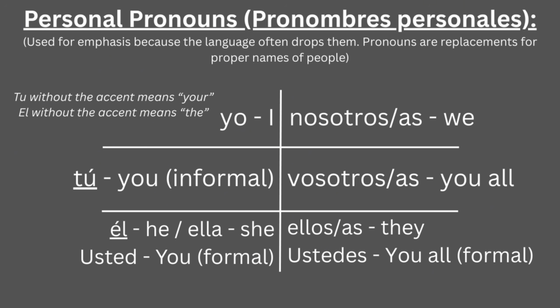3. The pronoun yo doesn't need to be capitalized like in English, unless it's the first word in a sentence. 4. Some pronouns are affected by gender, like nosotros, vosotros, and ellos. The ending os is masculine, and the ending as is feminine, which are used with the corresponding gender of the subjects in context.